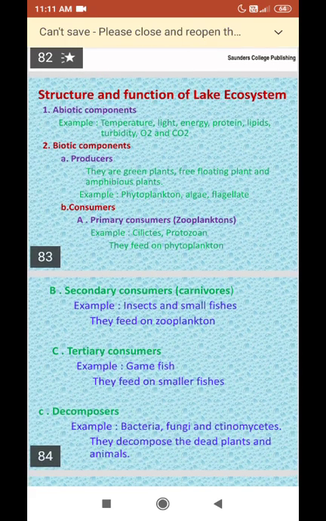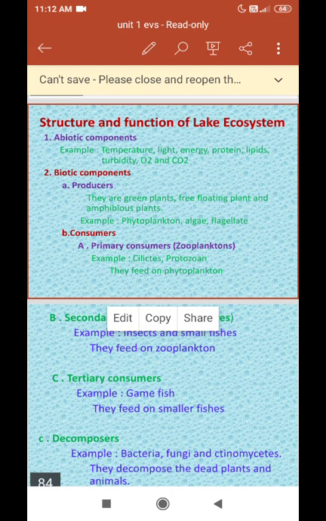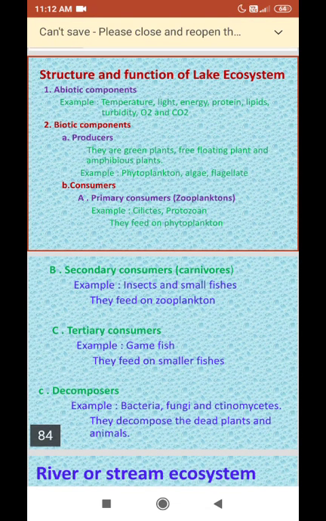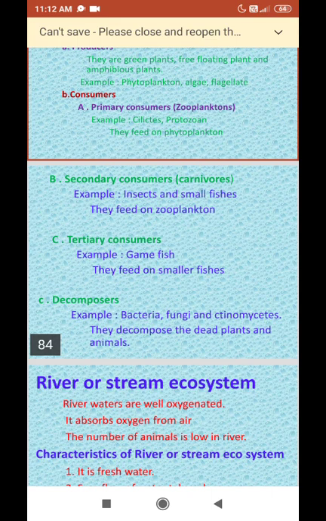And then biotic means the producers and consumers form the biotic component. Producers, we know the green plants are always referred as the biotic. And then free floating plants and amphibious plants are referred as the biotic components over there. Example we can take phytoplankton, algae, flagellate. And then consumer. First we are going to see about the primary consumer. Example for that we can see zooplankton as the example for primary consumer. They feed on phytoplankton.